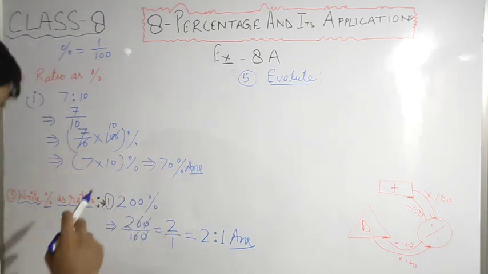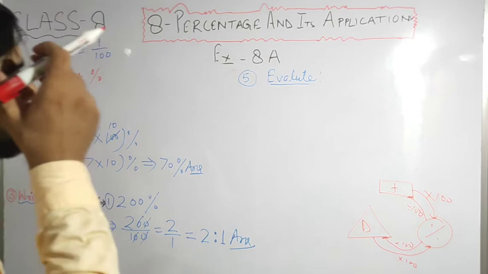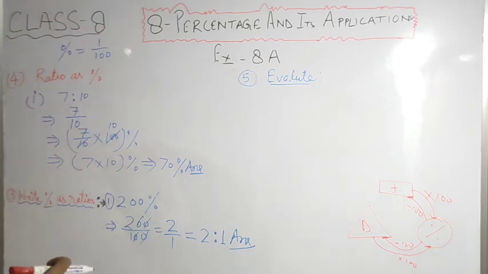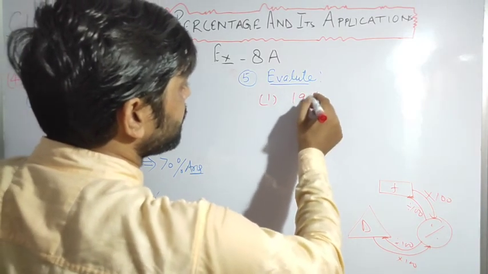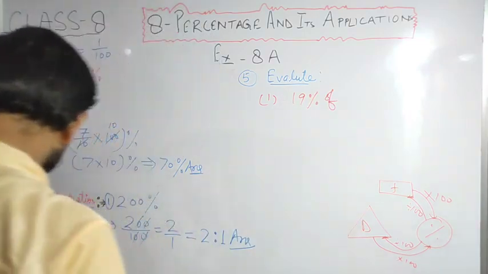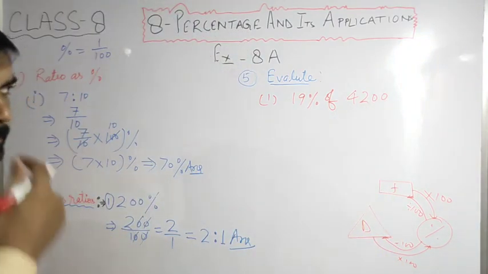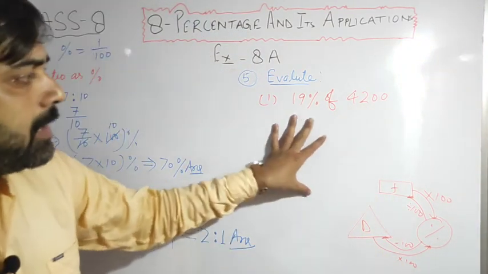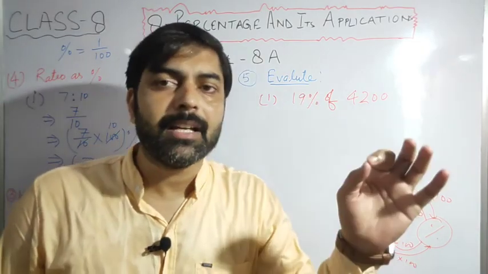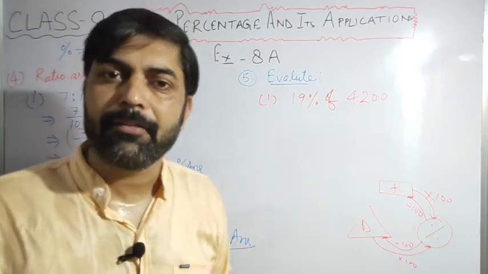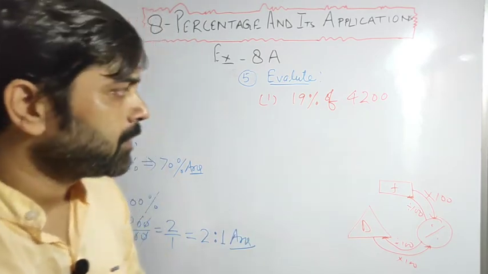Understood? Now the last question of the day. Fifth question of exercise 8A, which is evaluate. How can we find the evaluation of any number? We take one question, and the first question is here: 19% of 4,200. What is given? Evaluate means find the value of this. This type of question you have already done in the class 7 percentage chapter. Easily we can solve.